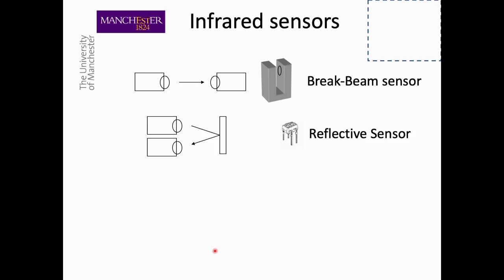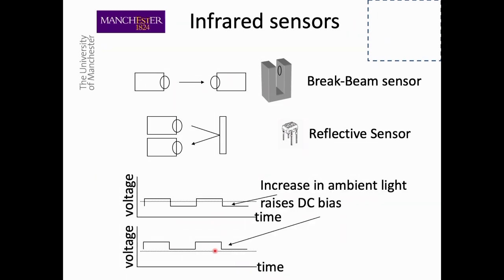Another type of infrared sensor is a reflective sensor. What we do here is we have our emitter and our receiver next to each other, and we bounce something off at an angle and we look at the angle at which it comes back. By measuring where it hits on that sensor, we know what that angle is and we can work out what the distance is with some trigonometry. So a particularly powerful way of looking at things. And an increase in ambient light raises the DC bias.